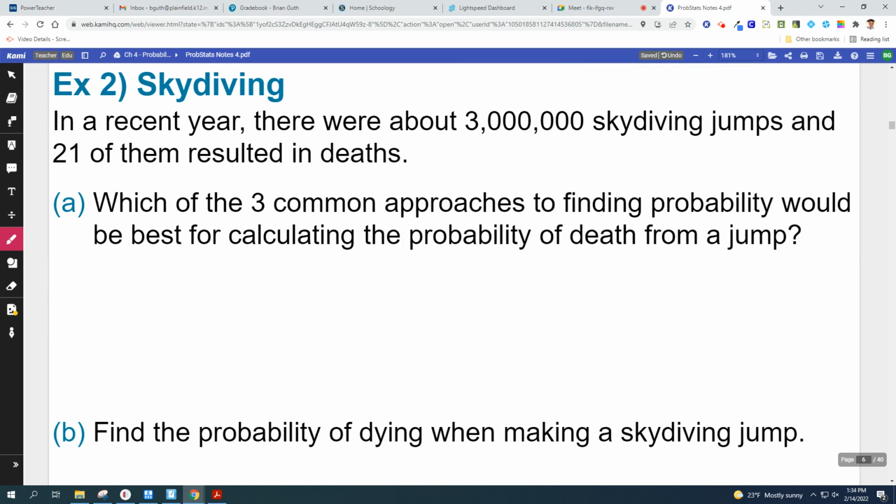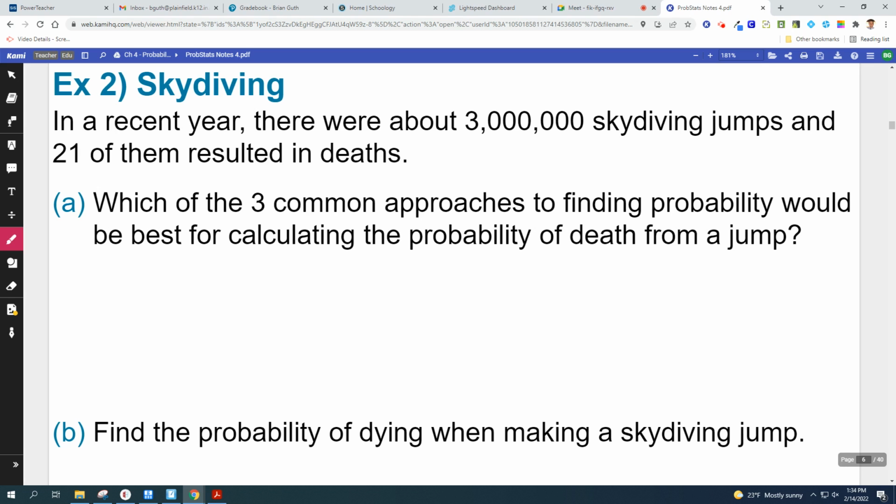Example 2, skydiving. In a recent year, there were about 3 million skydiving jumps, and 21 of them resulted in deaths. So part A, I think, is a difficult question, perhaps because you're not familiar with it. You might jump straight to part B, find the probability of dying when making a skydiving jump. I bet everybody in this room could find that probability, because we think about probability as part over total. But I wanted to make sure to highlight question A.